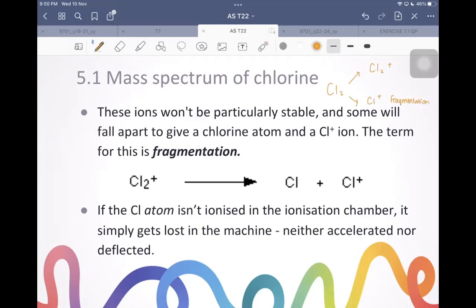You're breaking down the molecule, but of course it has to be positively charged. If it's the radical or neutral, then it will not be picked up by the detector. And the first one is the formation of a molecular ion. All right.